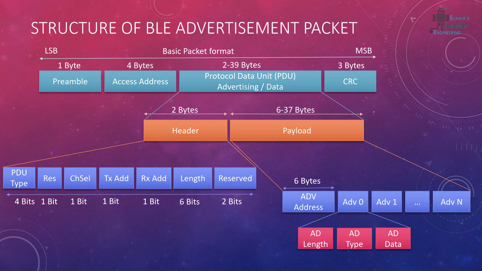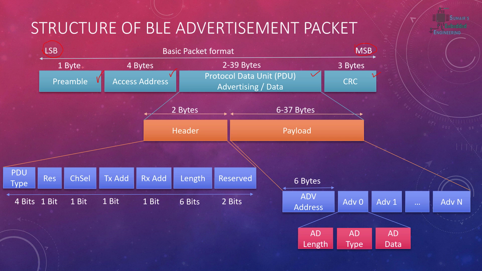Now let's see the structure of the BLE advertisement packet. BLE here in this case is Bluetooth Low Energy, and this is the basic packet format. Here we can see first we have a preamble, and then we have the access address, then we have the PDU, which is the protocol data unit, and then we have the CRC. We have the least significant bit on this side, and the most significant bit on this side.